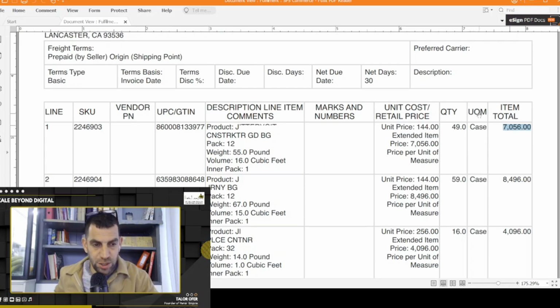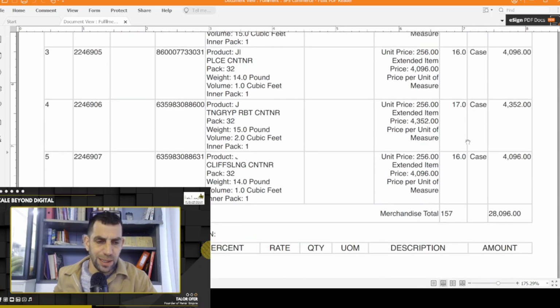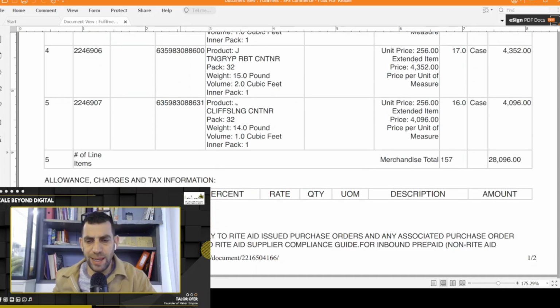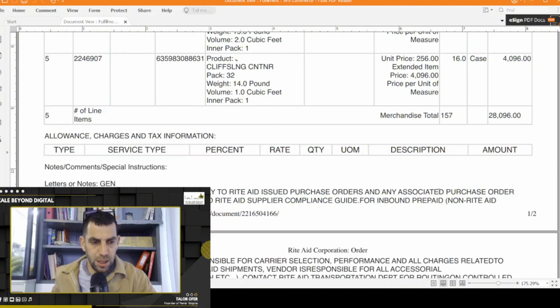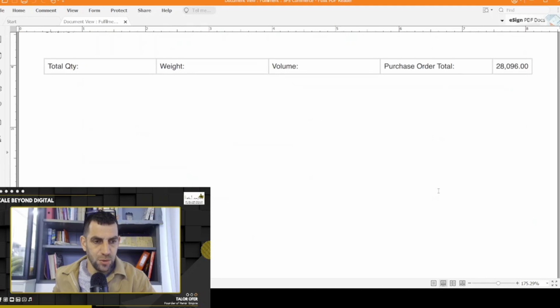Okay. Unit of measure, UOM, is case. They measure that by cases. It doesn't really matter. And then another row, another row, another row, until you see the end of this table: service, rate, quantity, and so on. And then you have the full amount right down here, 28,000 whatever dollars.